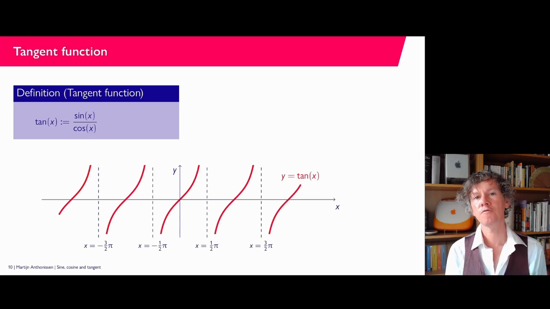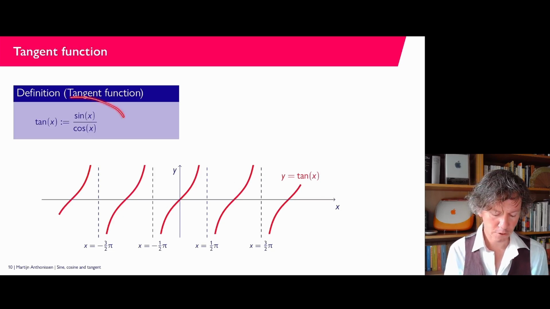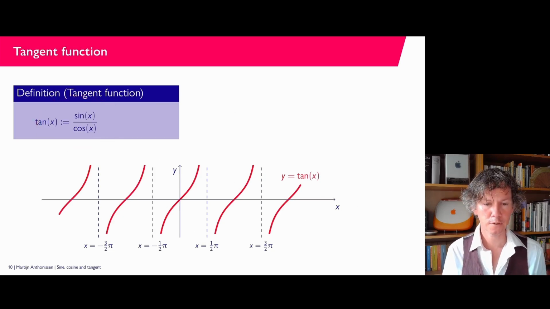As I already said, these functions always come in 3. So the tangent is the sine over the cosine, and it has this graph here, and the tangent has period pi, not 2 pi, but period pi.